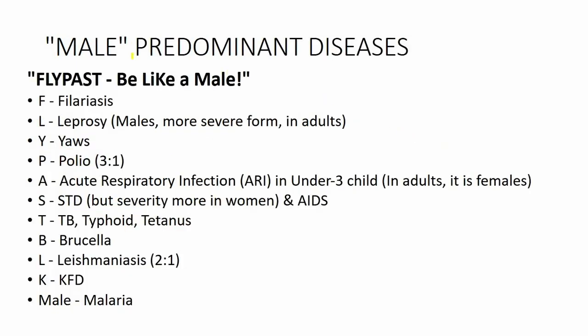The diseases where male predominance is present are given here as the mnemonic FLY PAST, B like a male. F stands for filariasis, L stands for leprosy, Y stands for yaws, P stands for polio, A stands for acute respiratory infection, S stands for STD and AIDS, T stands for TB, typhoid, tetanus. We have 3 Ts here. B like a male, so B stands for brucellosis, L stands for leishmaniasis, K stands for KFD, male M stands for malaria. So FLY PAST, B L K male is the mnemonic for male predominant diseases.